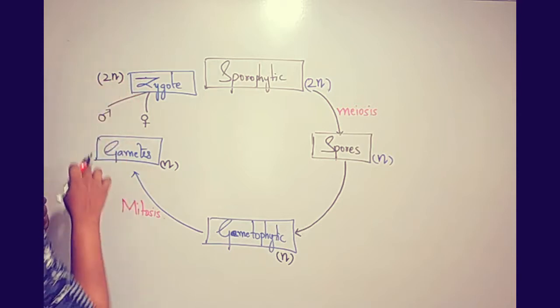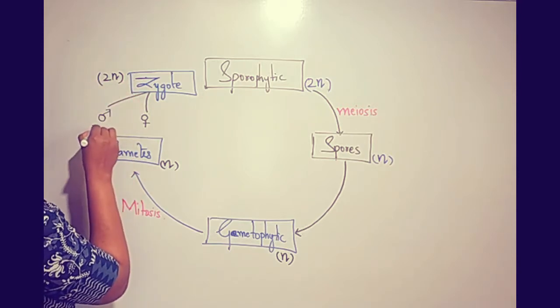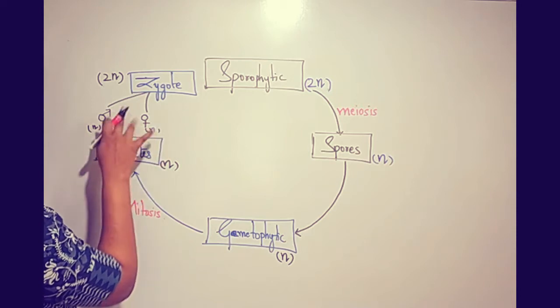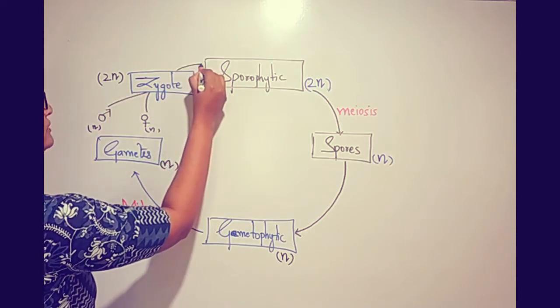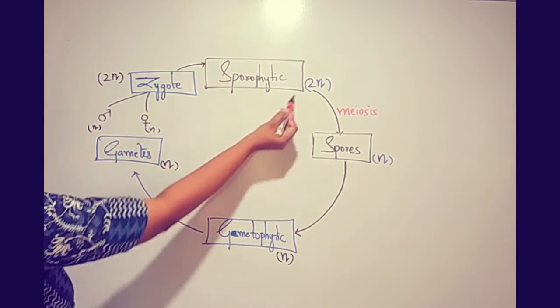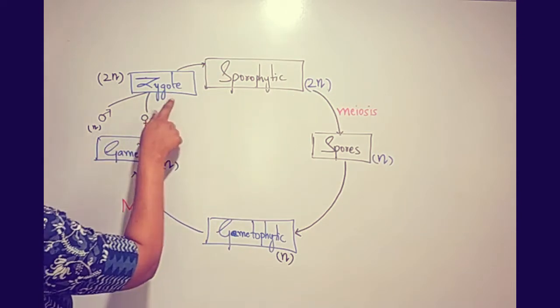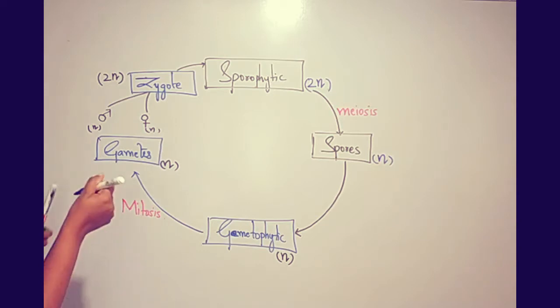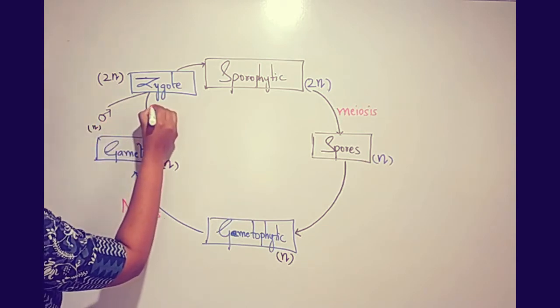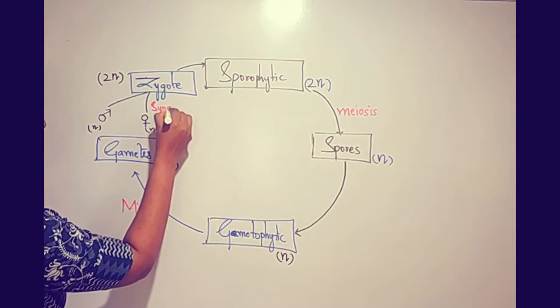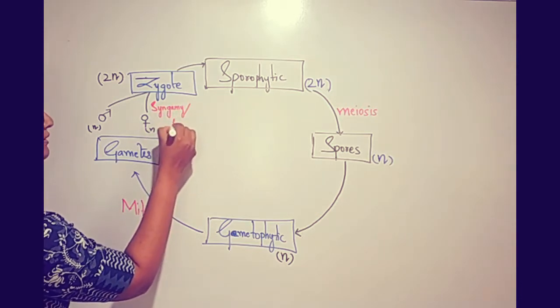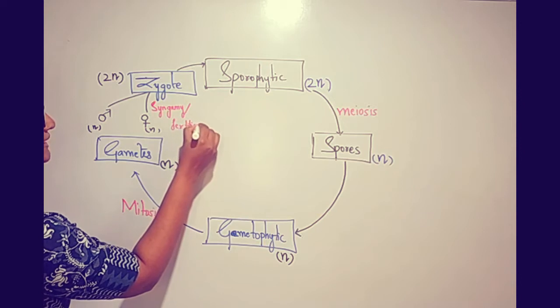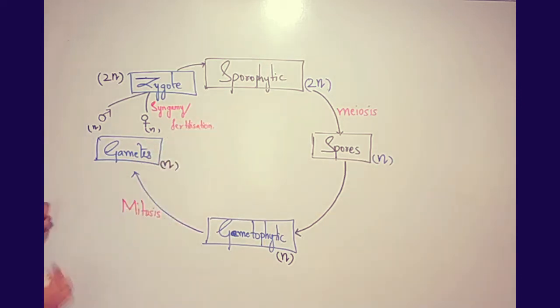Why is it 2n? Both the male and female gametes, which are n, get fused together to form the zygote, and the zygote will form our sporophyte. Hence the sporophyte is again diploid, because of this diploid zygote. This fusion process is also called syngamy or fertilization. So this is the basic thing of the life cycles.